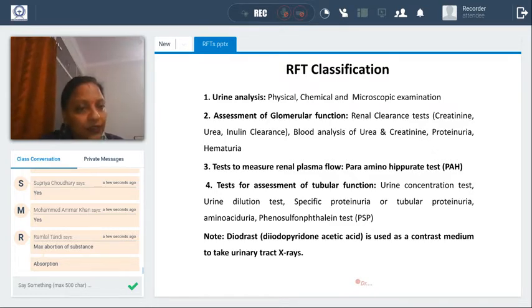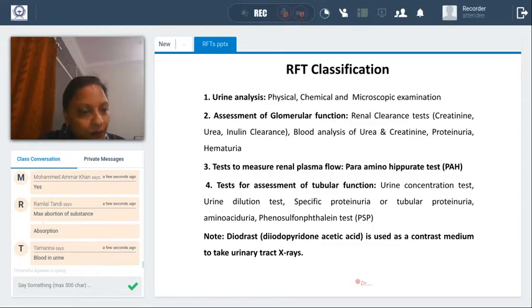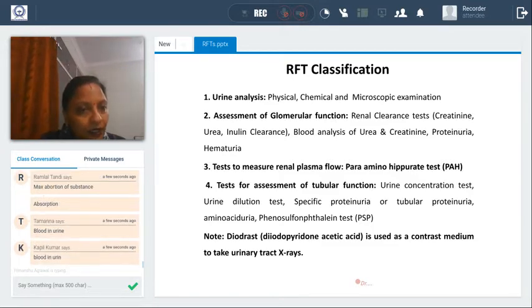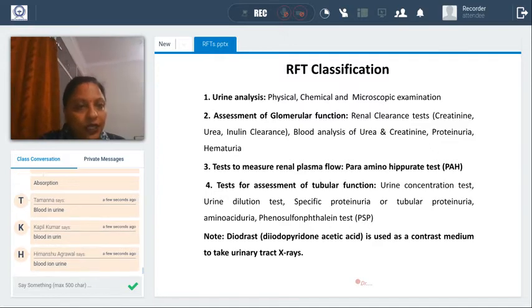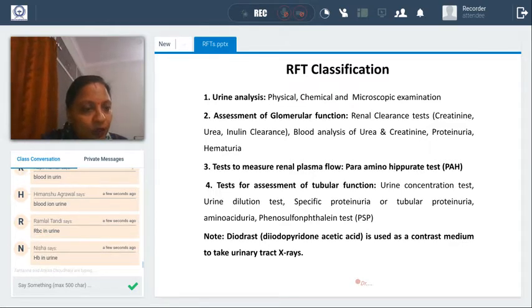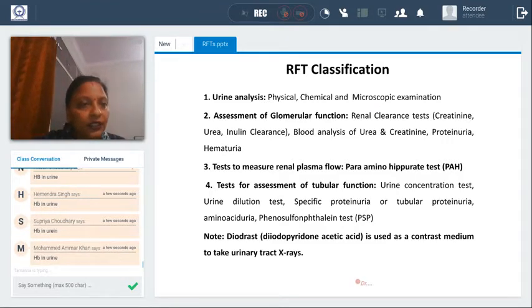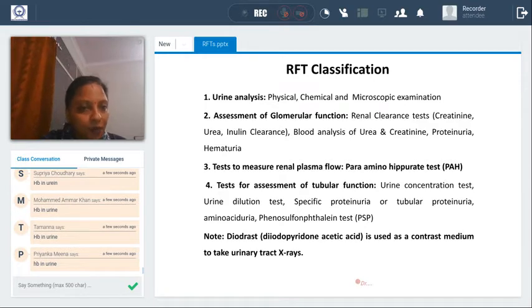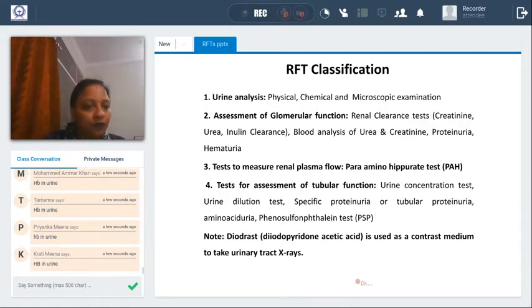What is hematuria? Please write in the box, what is hematuria? Blood in urine, intact blood in urine. And what is hemoglobinuria? This is hemoglobin present in the urine. Okay, good, very good. Here the word intact RBC is important in the case of hematuria.